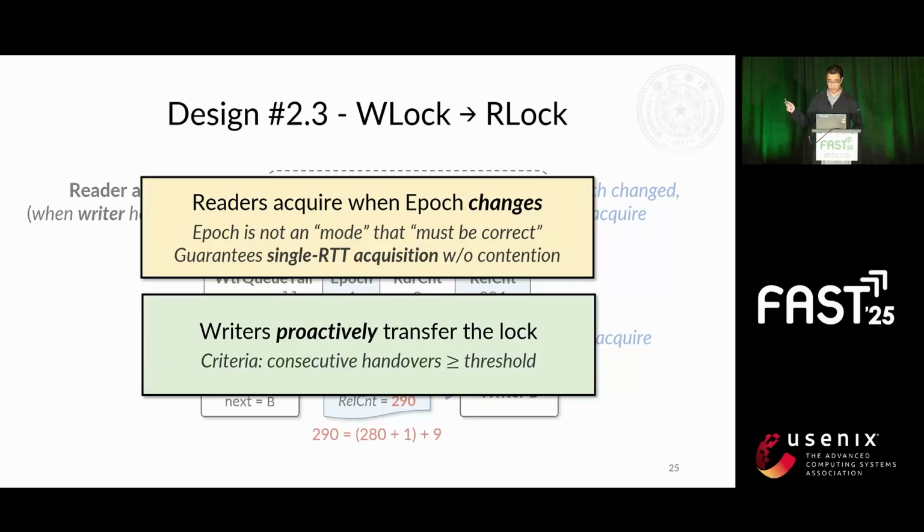Also, to avoid reader starvation, writers must proactively transfer the lock to readers. We set the transfer criterion as the number of consecutive handovers. If it reaches a threshold, which is 16 in our implementation, the lock will be given to readers.